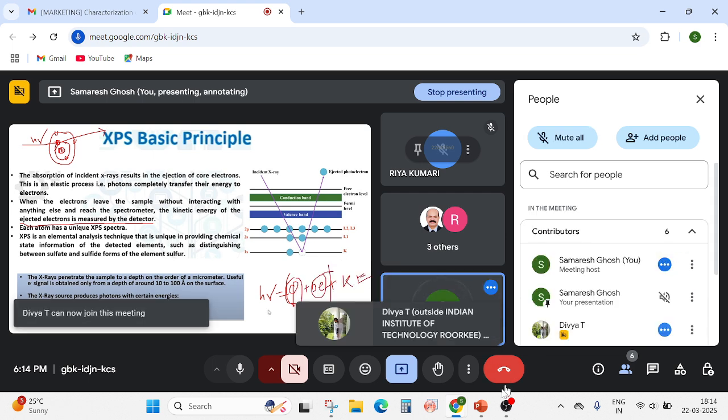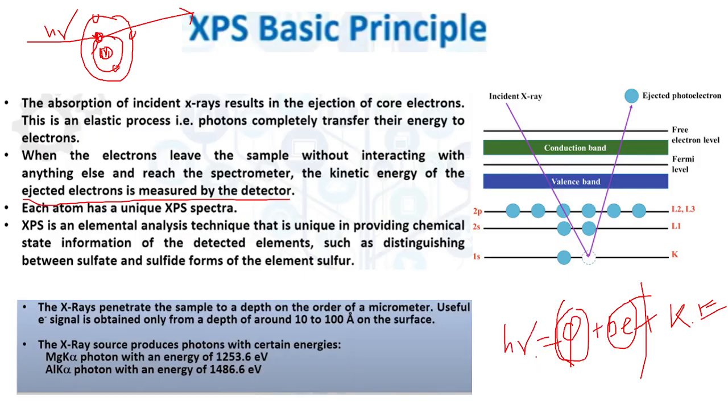Is it clear what the binding energy is? For each electron, whether it is in an s orbital or p orbital, the binding energy is fixed. If it is a 1s, it has a specific binding energy. For example, the carbon 1s electron has a binding energy of around 285 electron volts. For oxygen, it will be around 530 or 540. So it is fixed for each and every element.